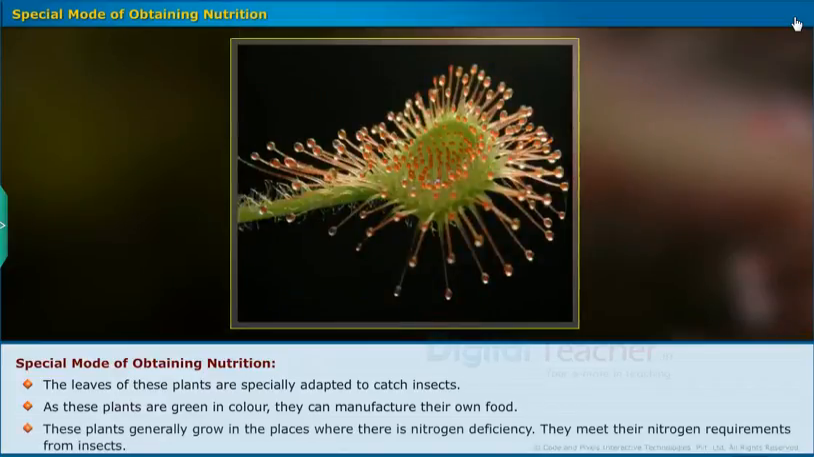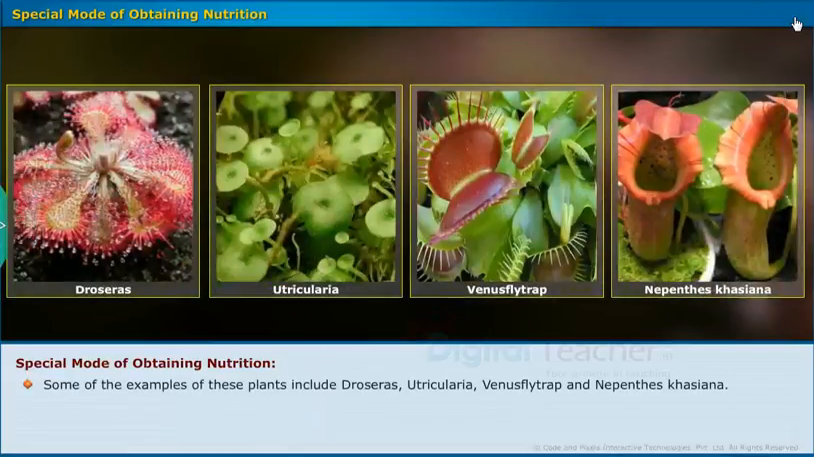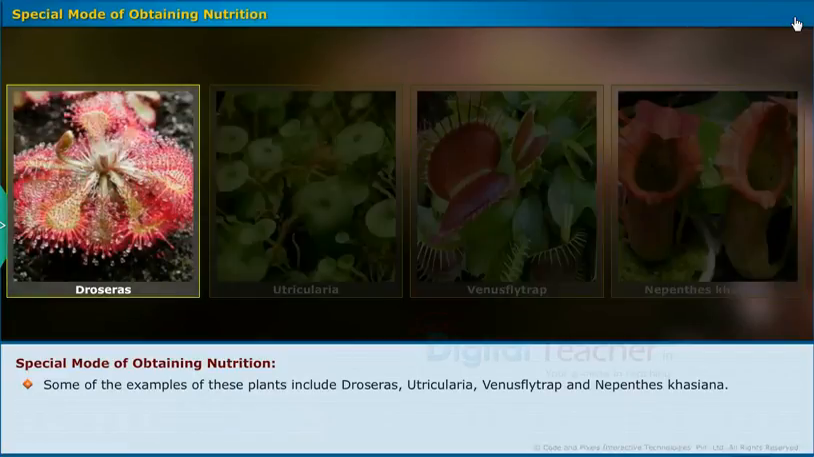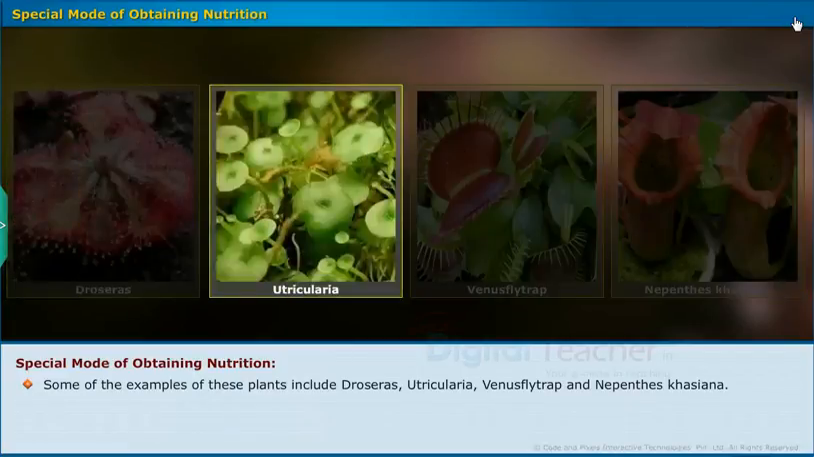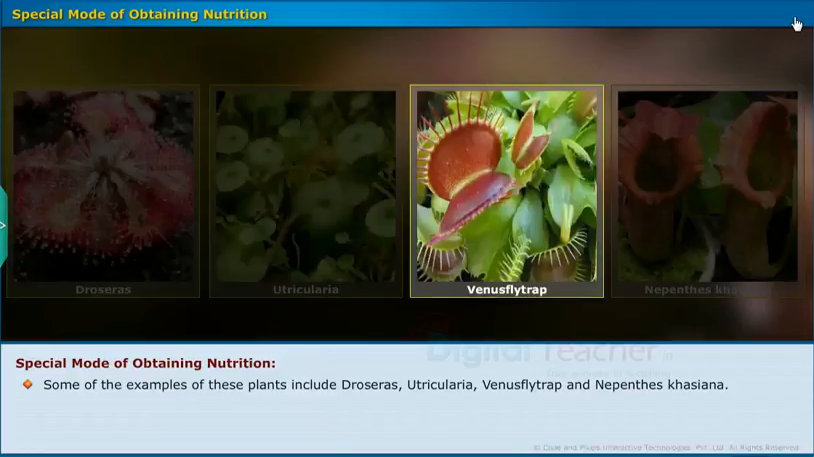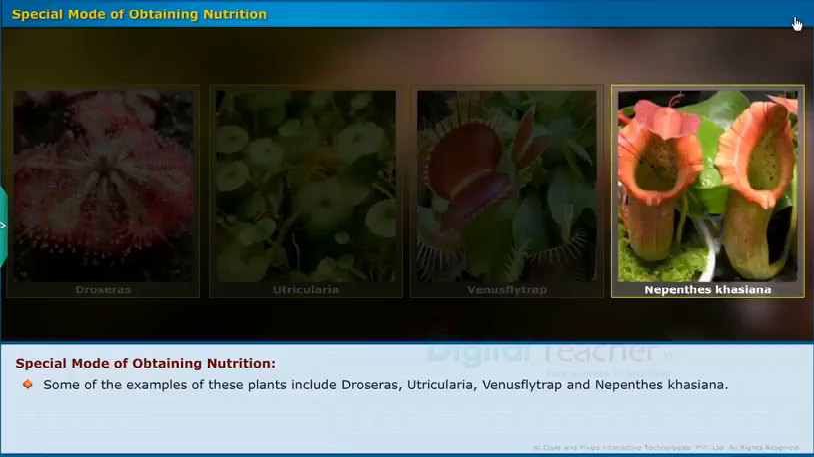These plants generally grow in the places where there is nitrogen deficiency. They meet their nitrogen requirements from insects. Some of the examples of these plants include Drosera, Utricularia, Venus flytrap, and Nepenthes khasiana.